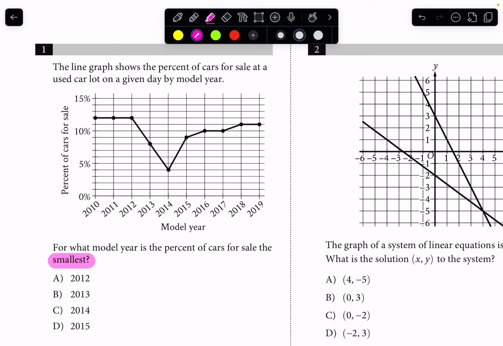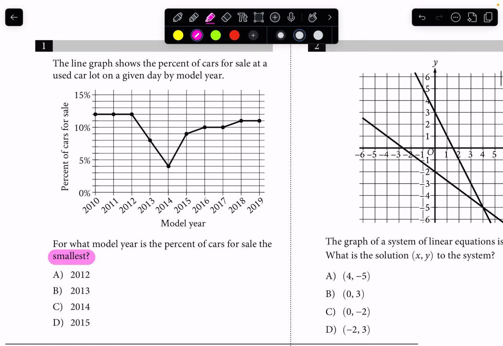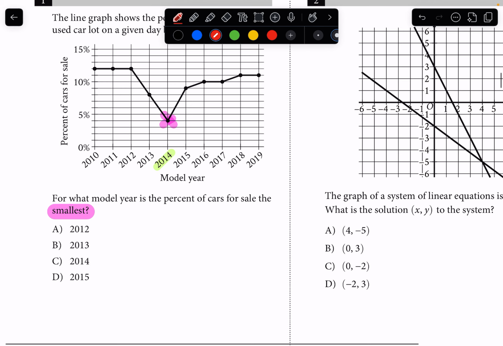In our case, we have a graph, so it has to be the lowest point. Over here we can see a major drop at this point. I'm marking it with a little x, so you can see it's 5%. It's the lowest among all the others, and that was in year 2014 right there. So we can say the correct answer would be 2014. For that year, the sales were the smallest.